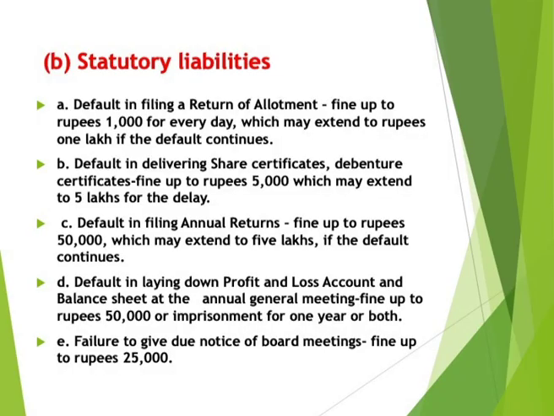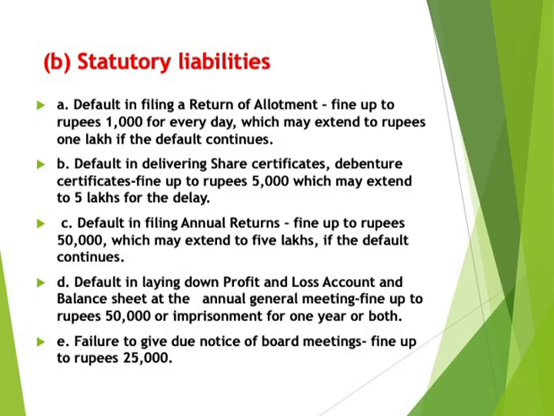Next, those were the contractual liabilities. Now, look at the statutory liabilities. Default in filing a written allotment: whenever he is unable to file a written allotment, a fine of 1000 rupees per day will be charged, up to 1 lakh rupees. Next, default in delivering share certificates or debenture certificates: if he fails to deliver the share certificate or debenture certificate to the debenture holders or shareholders, there will be a fine of 5000 rupees, which may extend to 5 lakh rupees.